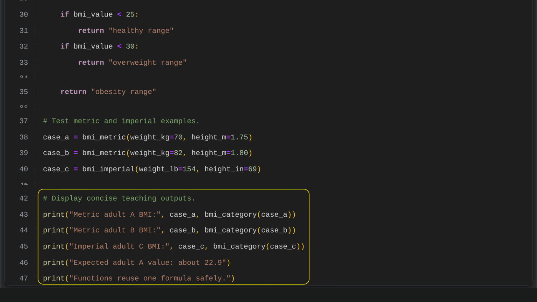The output shows BMI values and categories for 3 adults, using metric units for adults A and B and imperial units for adult C. It also gives an expected value for adult A of about 22.9 as a comparison point. Overall, the example demonstrates that the BMI functions reuse one formula safely and consistently across unit systems.